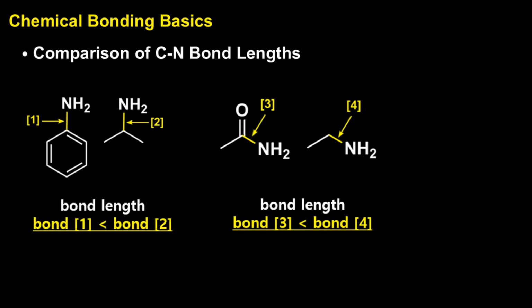There's another factor at play too: resonance. In acetamide, the lone pair on nitrogen can delocalize into the carbonyl group, creating resonance. This increases the bond order, giving the CN bond partial double bond character, which makes it even shorter. On the other hand, ethylamine doesn't have that resonance, so its CN bond stays a typical single bond and ends up being longer. So in this case, both hybridization and resonance work together to make the CN bond in acetamide shorter than in ethylamine. And again, the same basic principles apply. More S character means a shorter bond, and a higher bond order leads to a shorter bond as well.